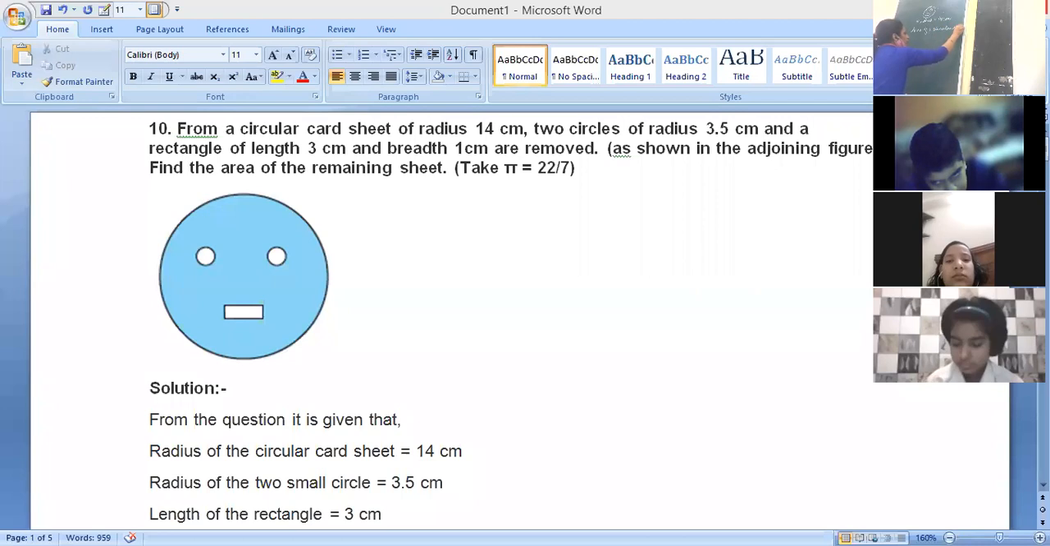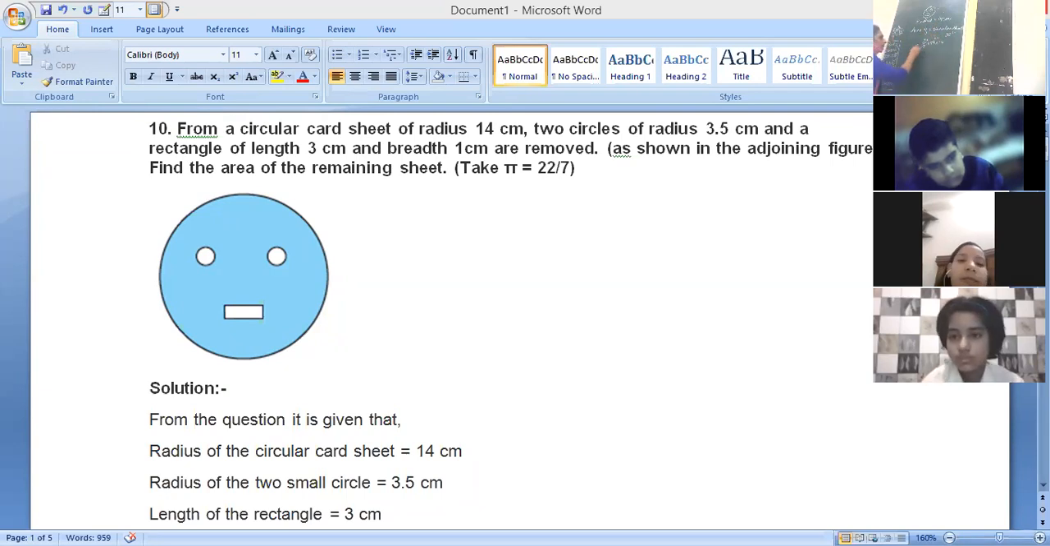The area of a circular sheet will be pi r square. 2 pi r is the circumference; pi r square is the formula of the area of a circle. The value of pi is given in your question: 22/7, and the radius is already given as 14. So we will multiply it twice because this is r square.